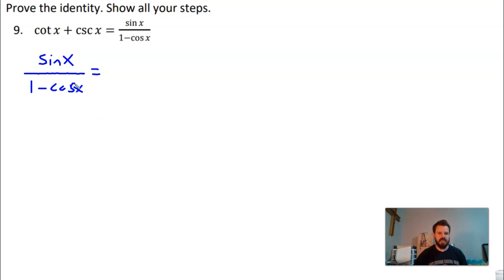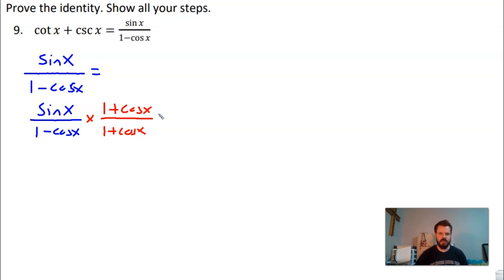Anytime you have an ugly denominator like this with two terms in it, so plus or minus within the denominator, the trick you can use is multiply by its conjugate. In most cases, that's going to clean things up. So I'm going to take the sine of x over 1 minus cosine x, and I'm going to multiply that by 1 plus cosine x over 1 plus cosine x. Let's multiply that out and see what happens.